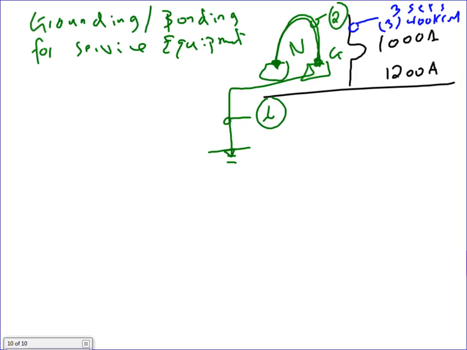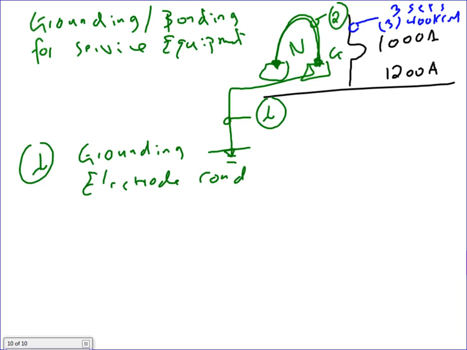Any question is, I need to size the grounding electrode conductor and the bonding. In a case like this, number 1 is the grounding electrode conductor. We need to size this one. And where do we go for this? 250.66. Here's what the code says, guys.